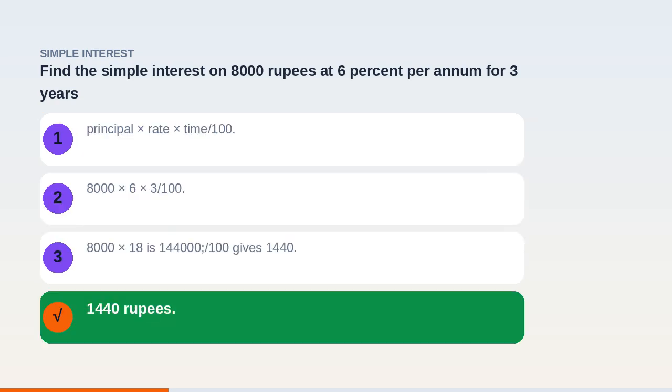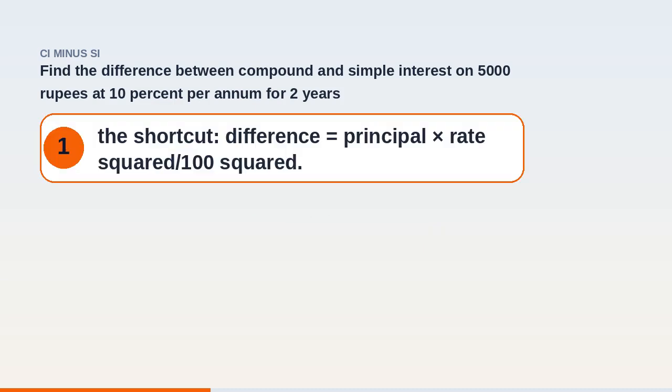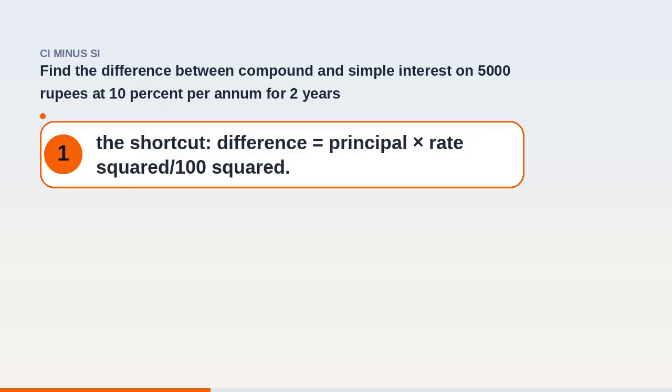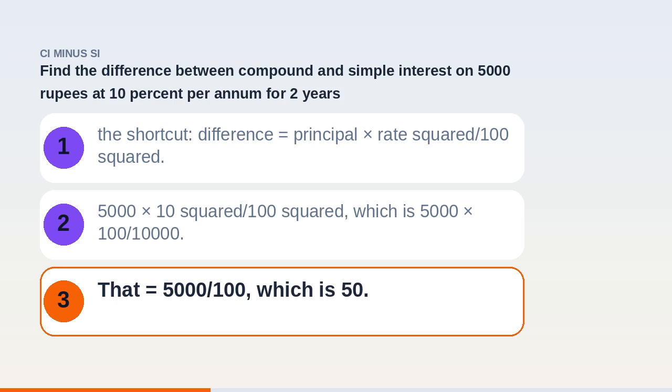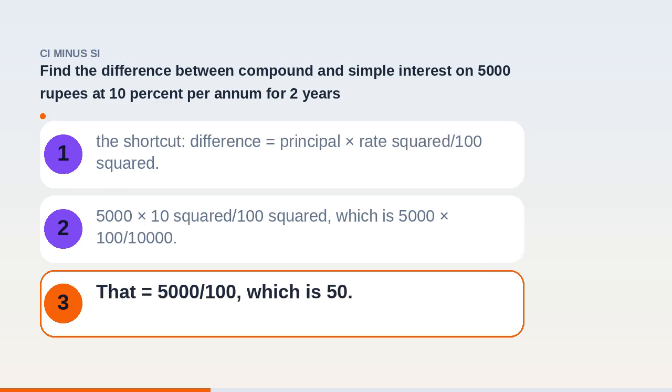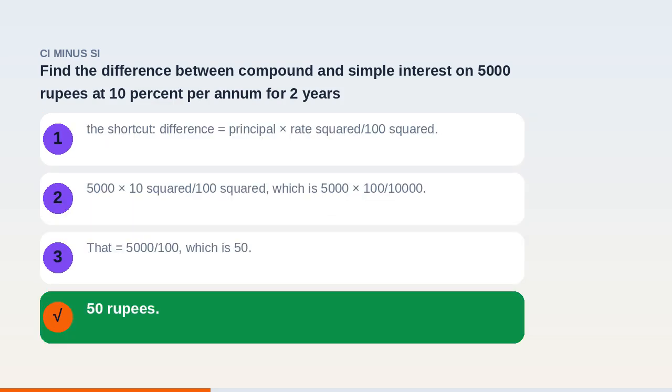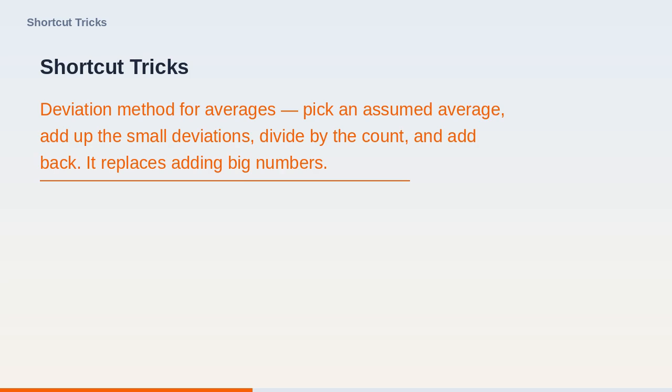1,440 rupees. Find the difference between compound and simple interest on 5,000 rupees at 10% per annum for 2 years. Watch. Use the shortcut. Difference equals principal times rate squared over 100 squared. Now that is 5,000 times 10 squared over 100 squared, which is 5,000 times 100 over 10000. See, that equals 5,000 over 100, which is 50. So 50 rupees.